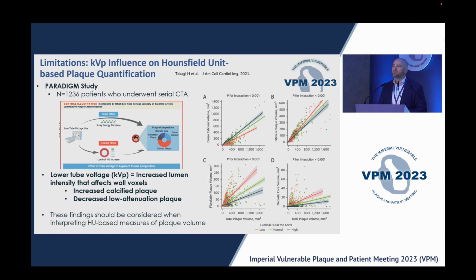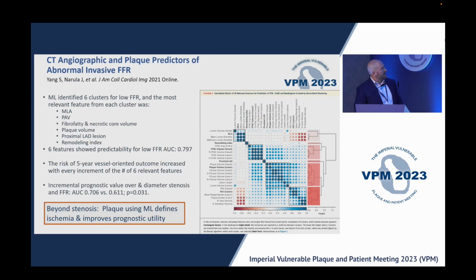It's probably not incorporated into our software enough, and we need to do more research to standardize according to acquisition what we do. Now, of course, photon counting CT will change all of this, and many of these limitations will be overcome by that. And then lastly, the integration of plaque may help us inform biology.